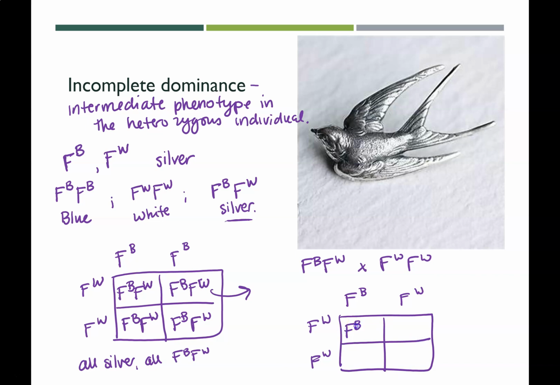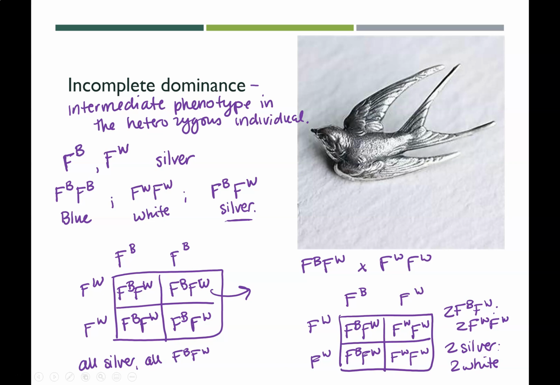All right, so we are going to get heterozygous, so these are going to be silver. And then homozygous, so these are going to be white. So we have 2 heterozygous to 2 homozygous, which is going to be 2 silver to 2 white.